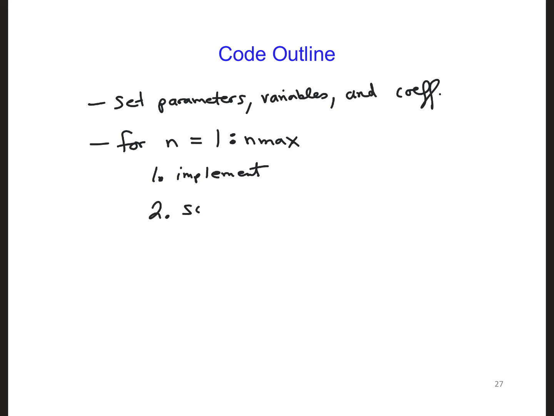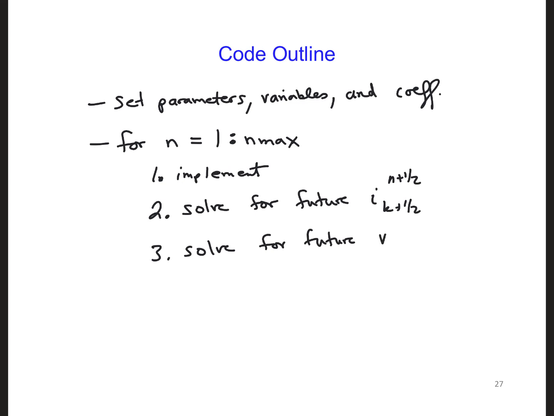And then we'd have to solve for the future current values at each half time step, n plus a half, using one of the telegrapher equations, update equations that we just derived. And then another half step later, we can solve for the future voltages, n plus 1.